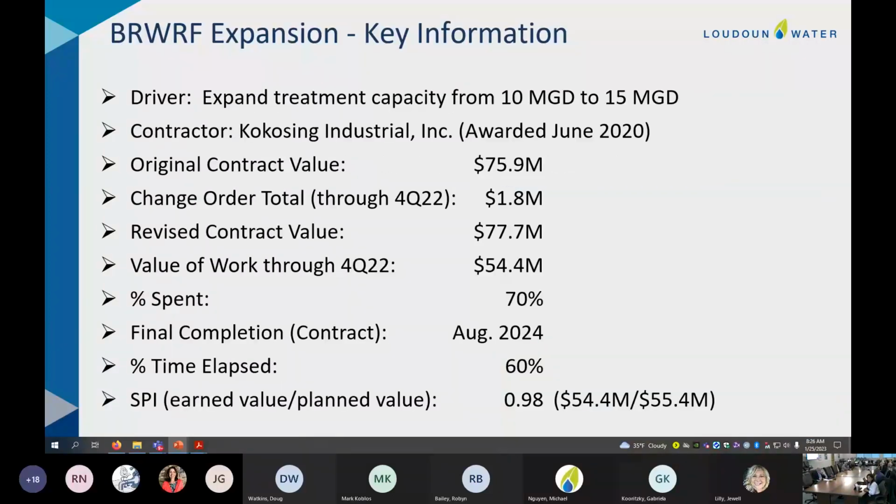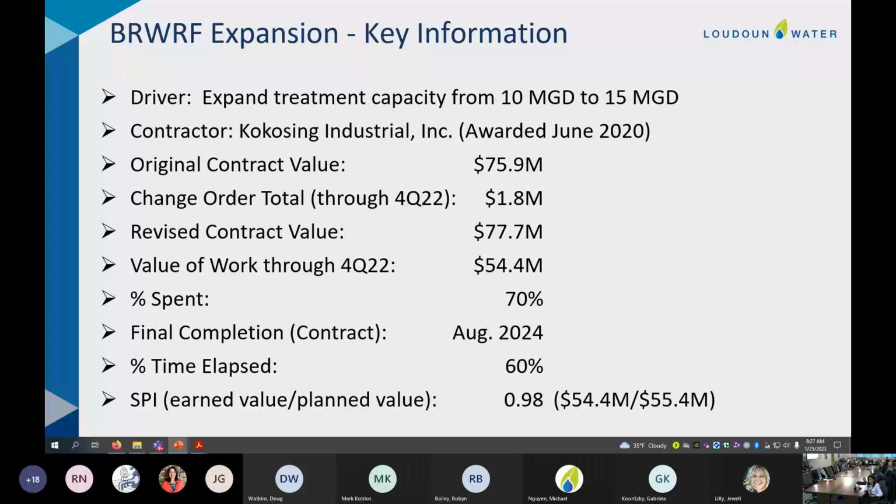Okay, so the Broad Run expansion to 15 million gallons per day capacity. I'm just going to call out some of this information here. Our change order total through the fourth quarter of last year is 1.8 million, up from 1.6 million during my last presentation. Value of work through the fourth quarter is 54.4 million, which translates into 70% spent on the project. And then our final completion date remains at August 2024. Based on that date, we are 60% elapsed on the contract time.